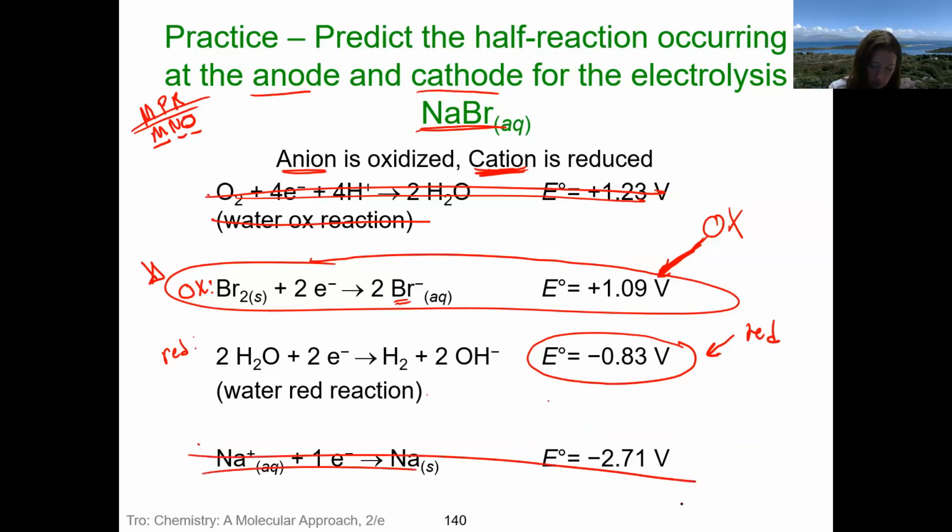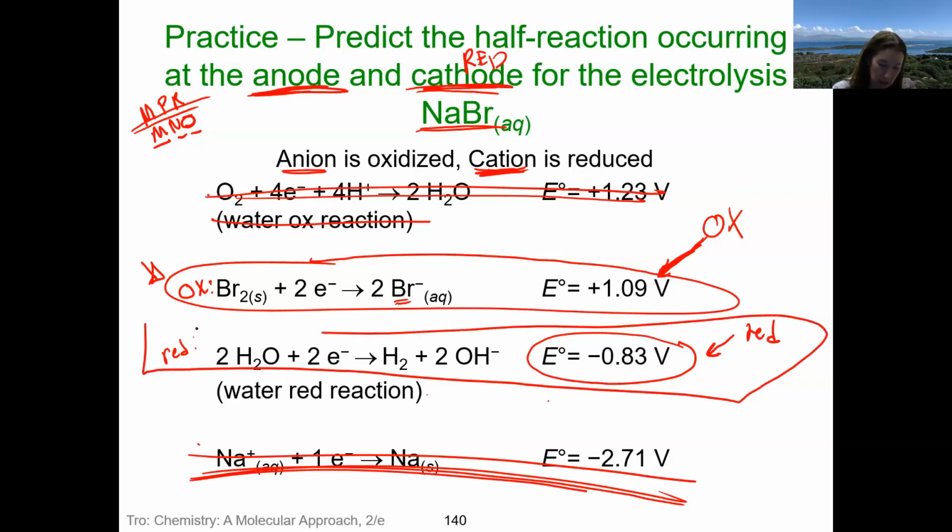So now the question is, which one is the anode and which one is the cathode? Remember, red cat. Reduction happens at the cathode, right? So our cathode reaction is going to look just like this. Our anode reaction is going to be the opposite of this. We need to write it as an oxidation. So we just switch our arrow and switch our sign, and that would be our oxidation reaction.